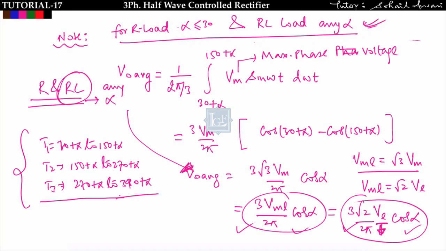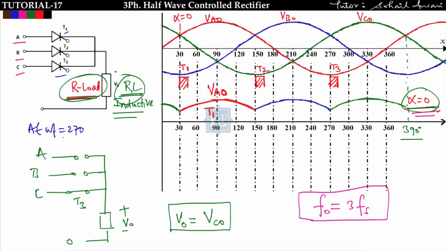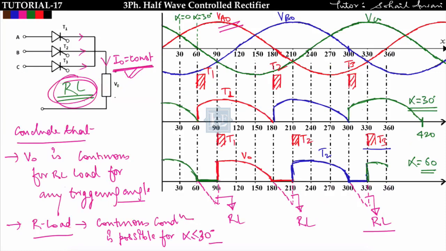So we don't need to derive the formula for RL type of load. For RL type of load this formula is valid for any triggering angle, but for R type of load this formula is valid only when alpha is less than or equal to 30 degree. This means we have to derive the next formula for alpha greater than 30 degree for R load. Now see the second point. I am deriving for alpha greater than 30 degree and only for R load. I am deriving the output voltage waveform. For alpha greater than 30 degree I am getting the output voltage like this, in the red pen, only till 180 degree.